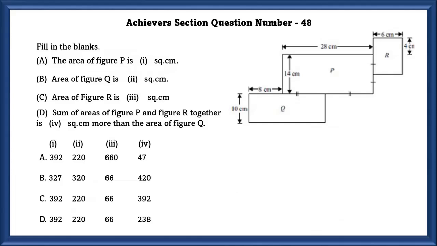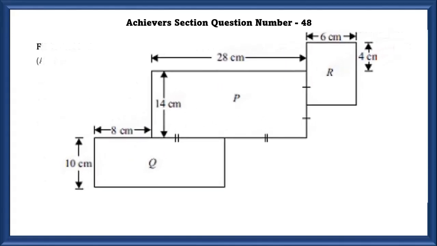Achiever section question number 48. Fill in the blanks. A. The area of square P is dash square centimeter. B. Area of figure Q is dash square centimeter. C. Area of figure R is dash square centimeter. D. Sum of area of figure P and figure R together is dash square centimeter more than area of figure Q. Now let us find the missing sides.